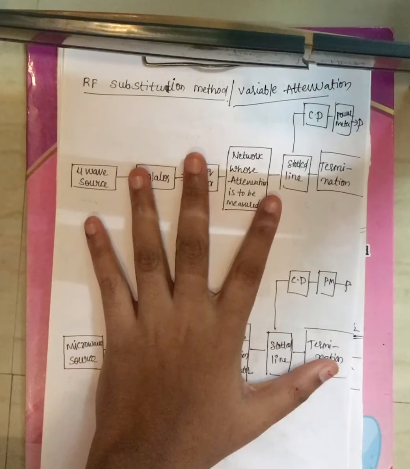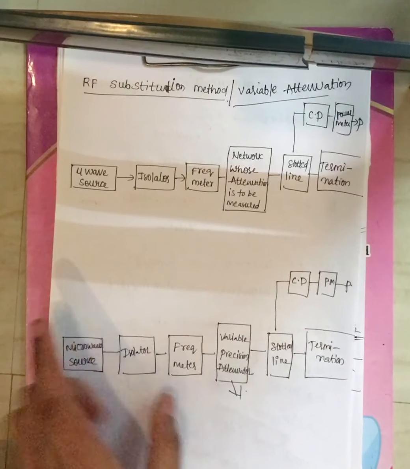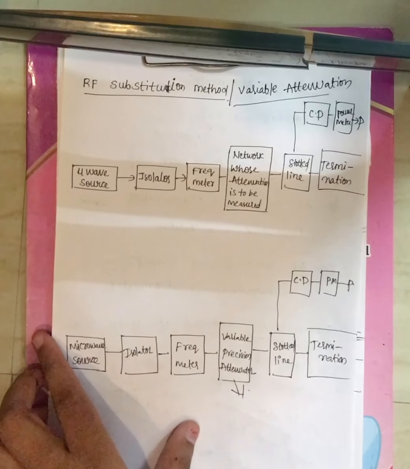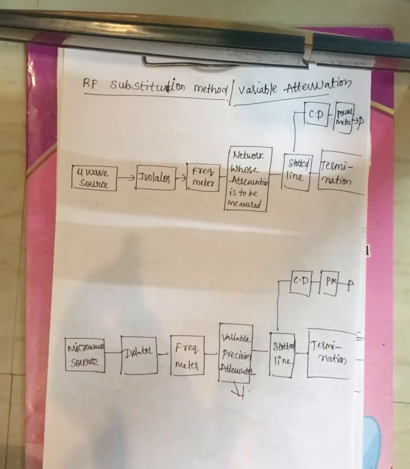Now these are the two setups. The power ratio method has a disadvantage: it is not used at higher frequencies. It won't give accurate values for higher frequencies. That is the main disadvantage of the power ratio method.